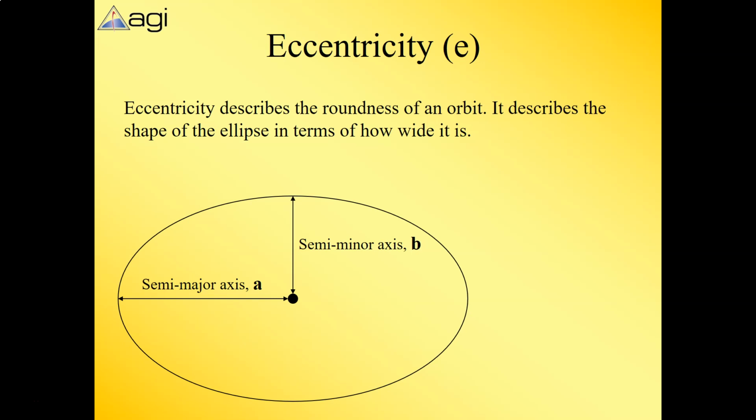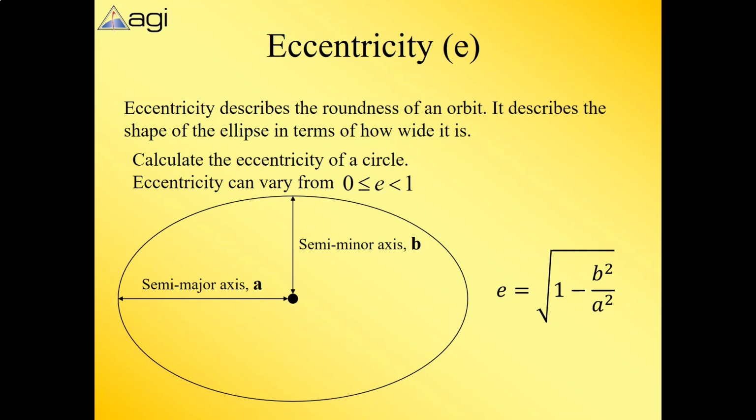Eccentricity describes how round the orbit is. It describes the shape of the ellipse in terms of how wide it is. We represent this as a lowercase e. Whereas a circle has only one diameter, an ellipse has many, all with different sizes. The largest diameter is called the major axis. The smallest diameter is called the minor axis. Instead of radii, we call half of these axes the semi-major axis and the semi-minor axis.